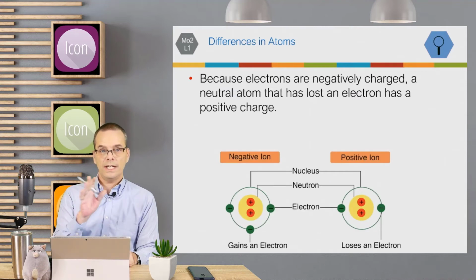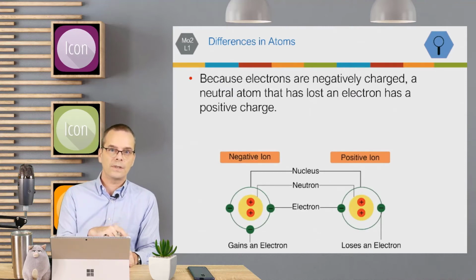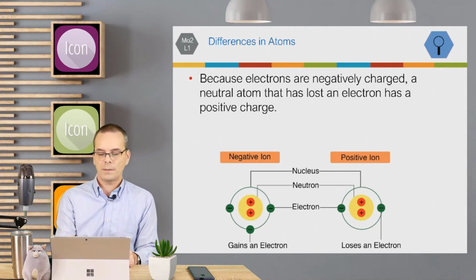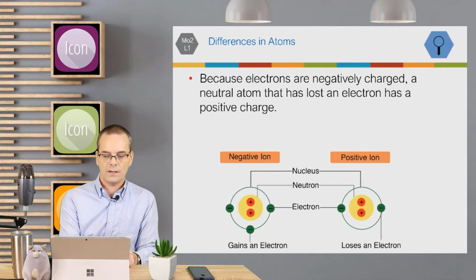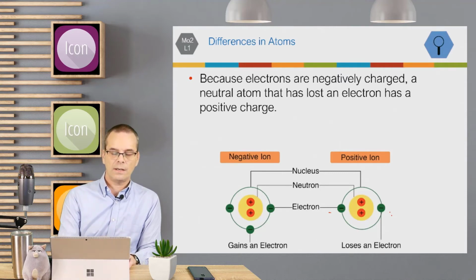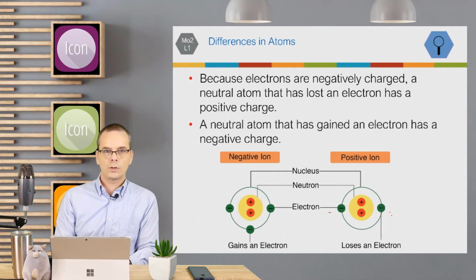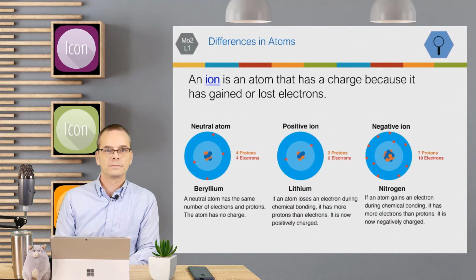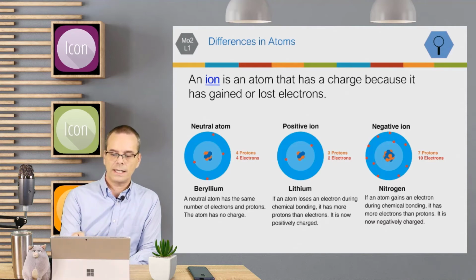Now, because electrons are negatively charged, a neutral atom that has lost an electron will all of a sudden become positively charged. So you can see here, it is right here, 2 and 2, all right? If it loses one of its electrons, it becomes positive. If it gains an electron, it becomes negative. So a neutral atom that has gained an electron has a negative charge. So let's look at right here. You have an ion that has a charge because it has gained or lost electrons, right?